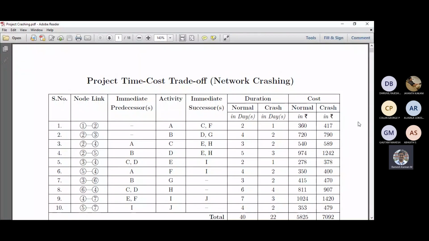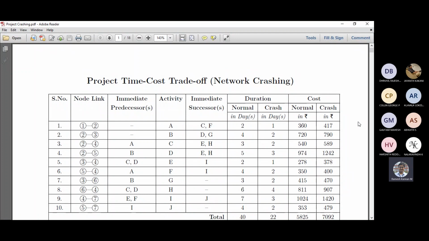It's called project time cost trade-off. We'll be optimizing the time and cost based on the additional input or additional money, as well as the reduction in terms of time. So how do we achieve that? That's the focus of this lecture.